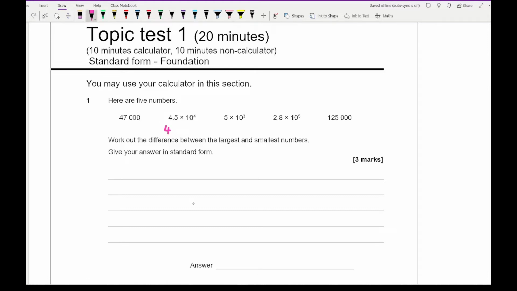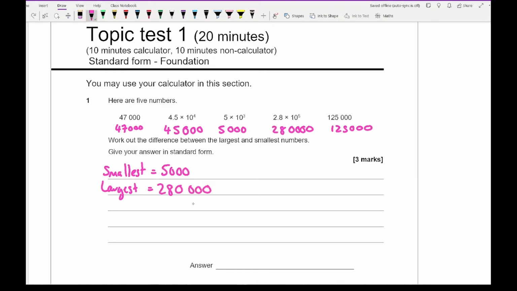Now a few are already done for us. This number here is going to be 4, 5, with 3 zeros. This one here is going to be 5 with 3 zeros, and this one's going to be 2, 8 with 4 zeros. And then here we've got 1, 2, 5, 0, 0. While we're at it, might as well write this one down. Looking at these 5 numbers, I should be able to spot that our smallest number is 5,000, and our largest number is going to be 280,000.